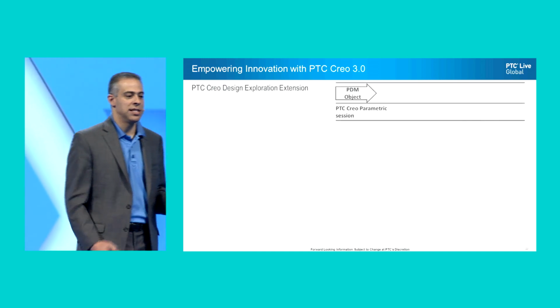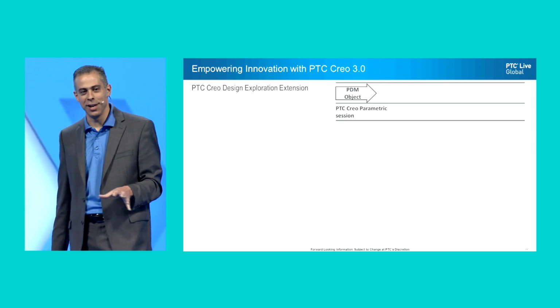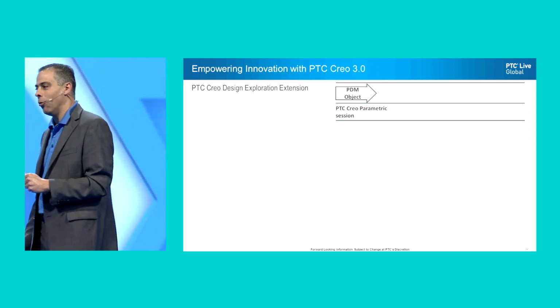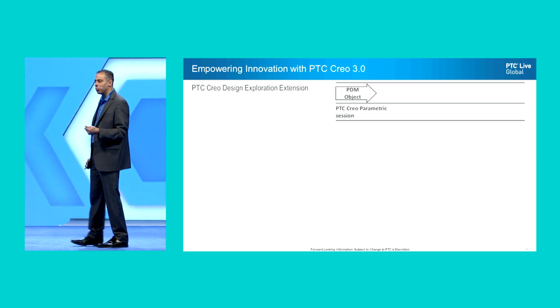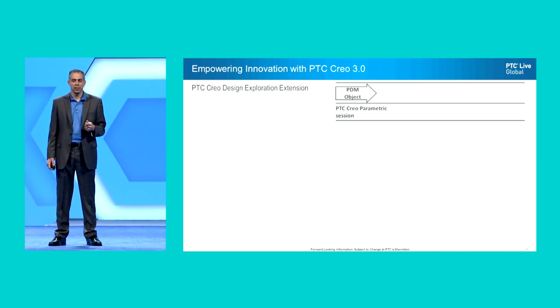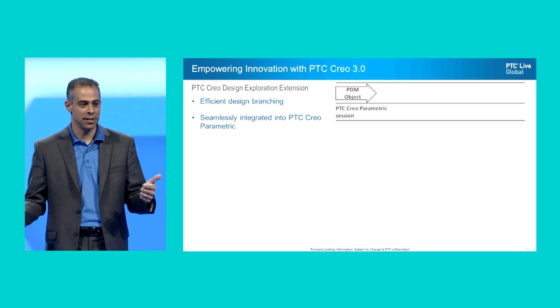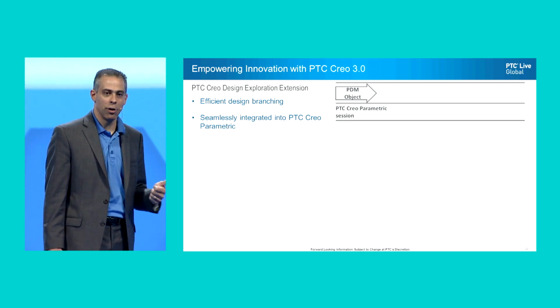Now, let's talk about concept design for you parametric modeling users out there. I know there's a few of you in the room here today. We're introducing a new extension with Creo 3.0. It's called Design Exploration Extension. What this extension does in a nutshell is it gives you the opportunity of building efficient design branches in your design environment right there in Creo Parametric.